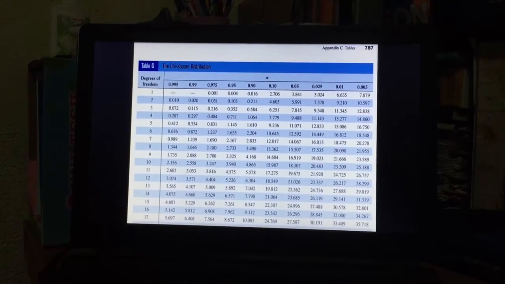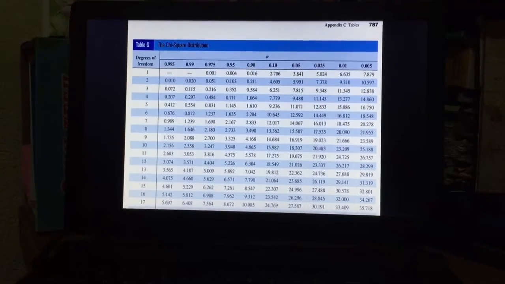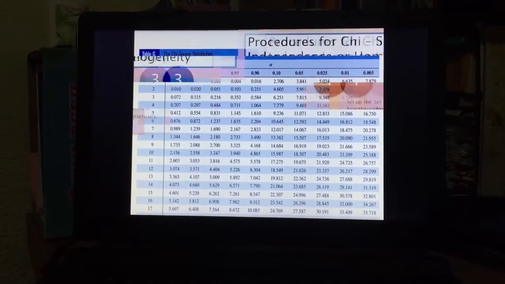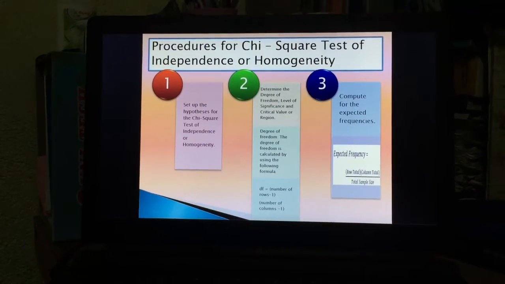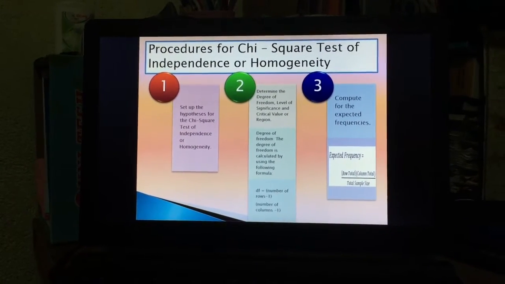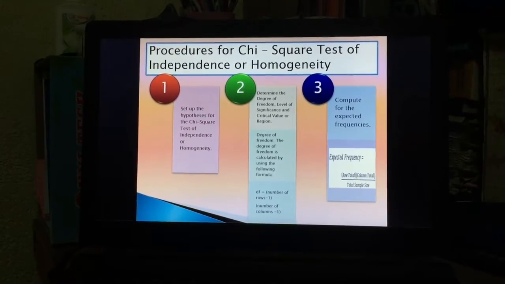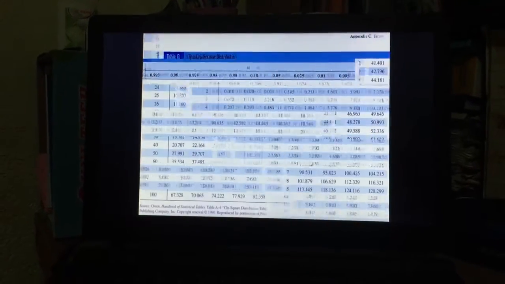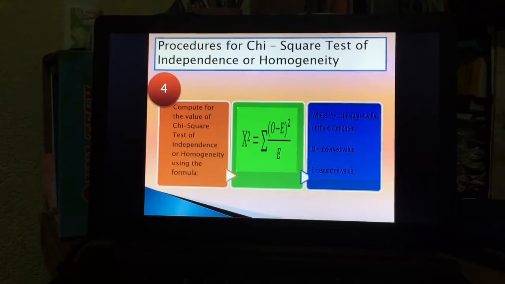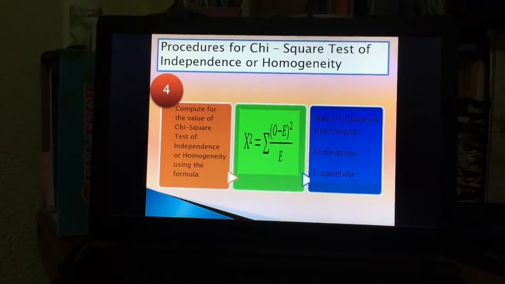This is the chi-square distribution or chi-square table. This is used to give the critical value or to get the value of the critical region. Let's proceed to step number 4.